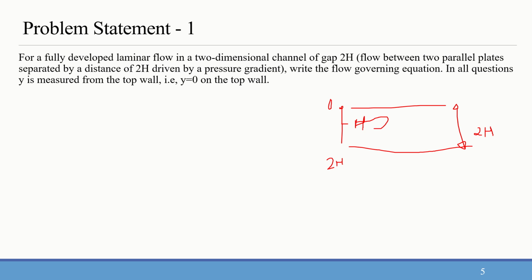So we can take x and y, and the flow is driven by the pressure gradient. So here it is x, here it is y. Y is in this direction, because y is measured from the top wall. Y is equal to 0 at the top wall and y is increasing towards the bottom wall. That is how the measurement is done in this particular problem.